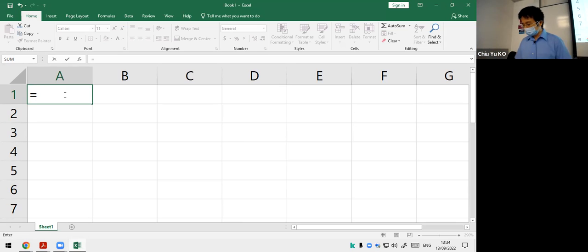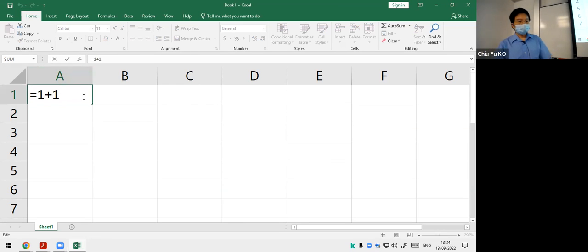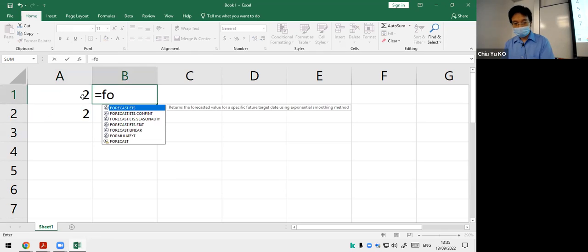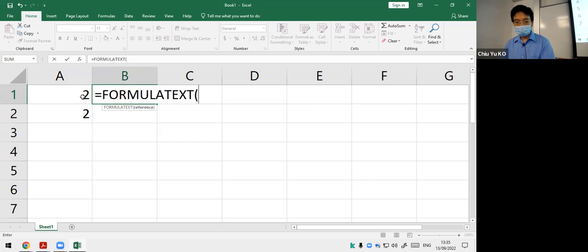Okay, so we can just press equal and do the simplest thing you can imagine, 1 + 1. Then you press enter, and it already gives you 2. So that is the formula here. We can also use 3 - 1. Okay, so 2. Let me use one trick, what we call the formula test.